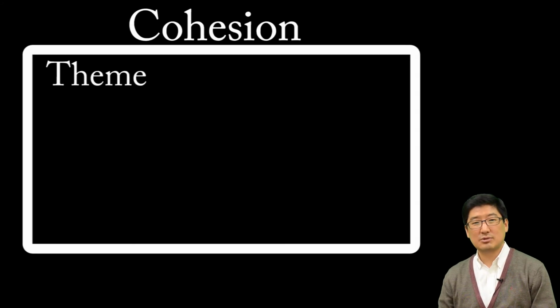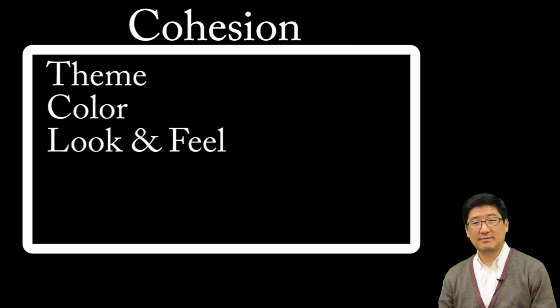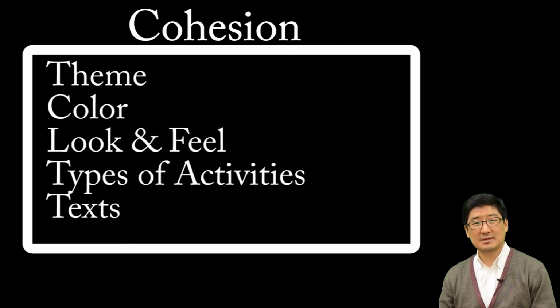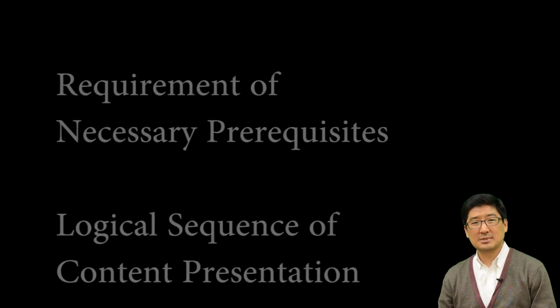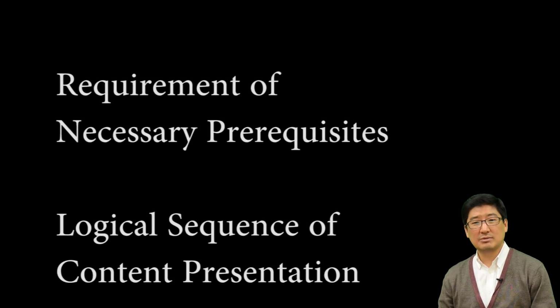Everything you do in order to design your solution must be aligned with your one fundamental difference you want to make. This means getting the right kind of elements at the right level and making sure the theme, color, look and feel, types of activities, texts, graphics, and layouts are all cohesive with the fundamental feature of your solution. Also, the necessary steps, procedures, and sequence of your contents are logical and intuitive.